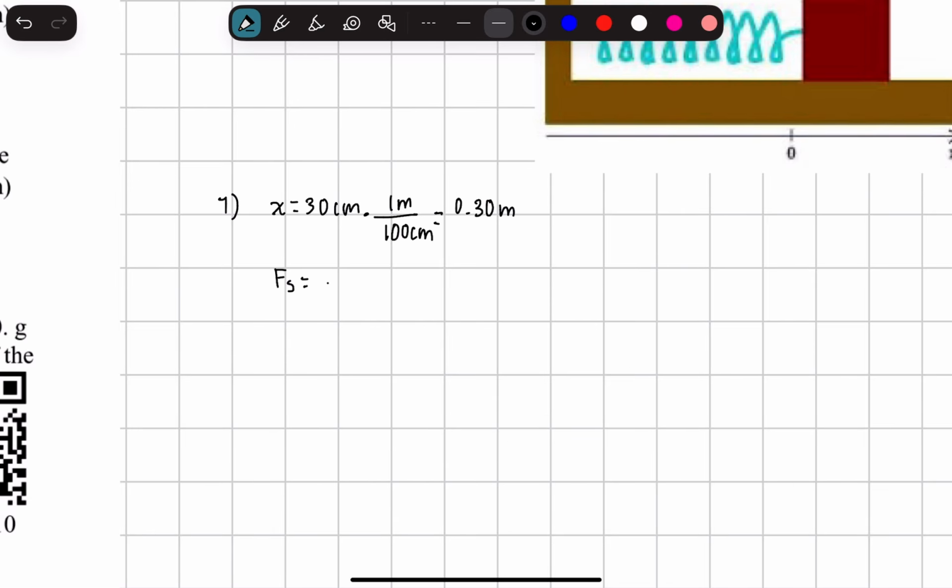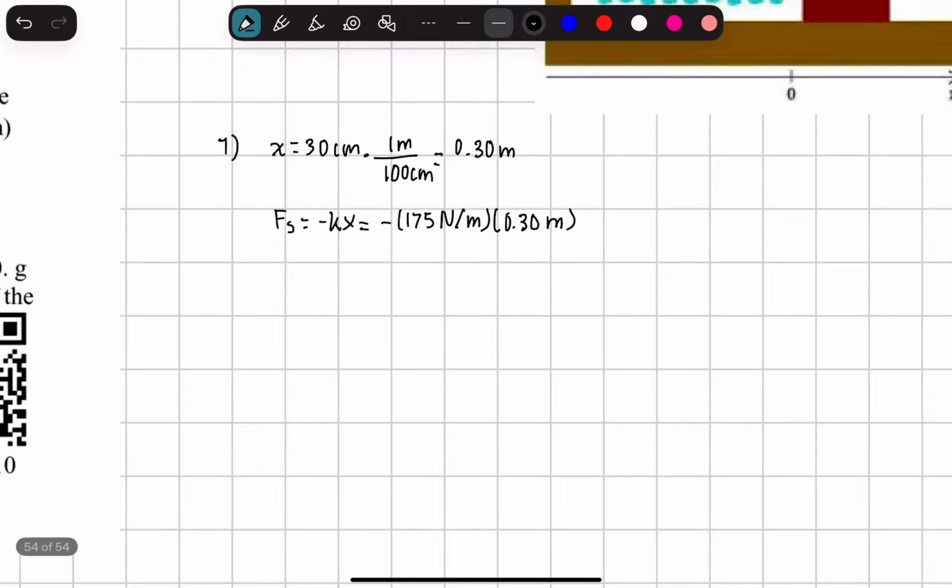So let's plug that into the formula. F_s is equal to negative k x, which equals negative 175 newtons per meter times 0.30 meters. You type that into a calculator and you get negative 52.5 newtons, which is approximately negative 53 newtons. Okay, great, so that's problem 1. Now let's move on to number 2.